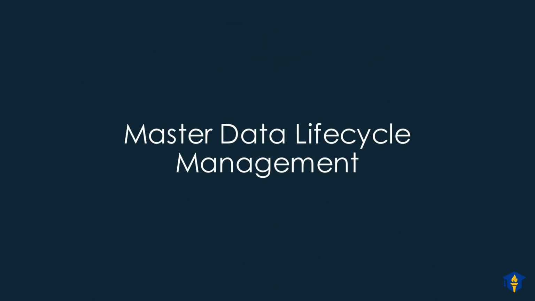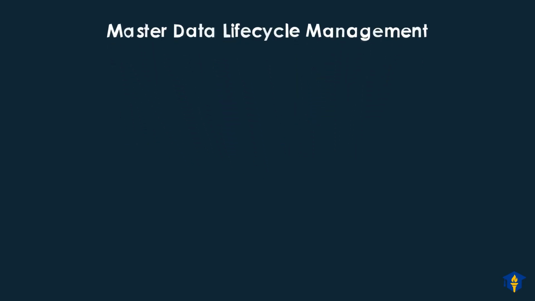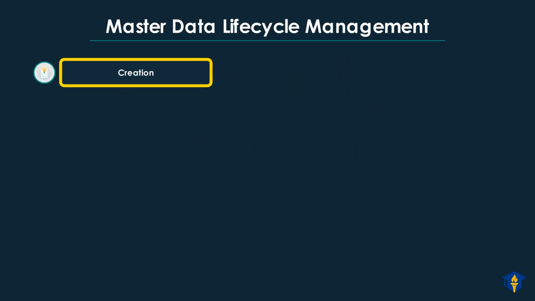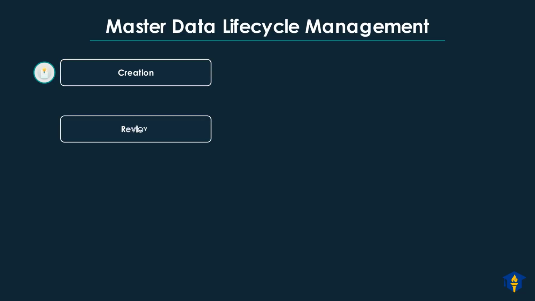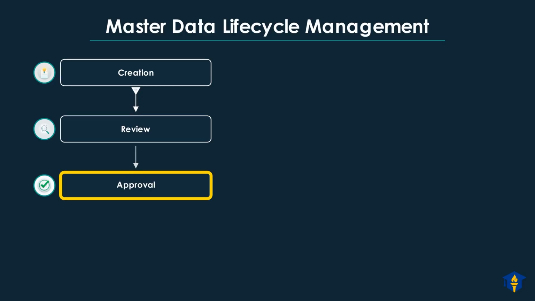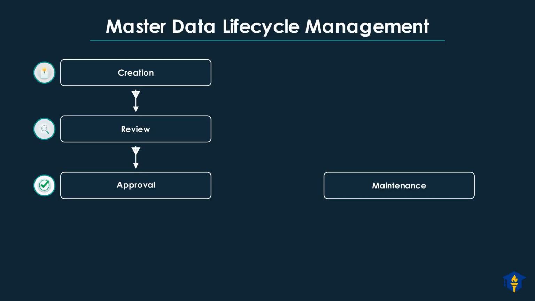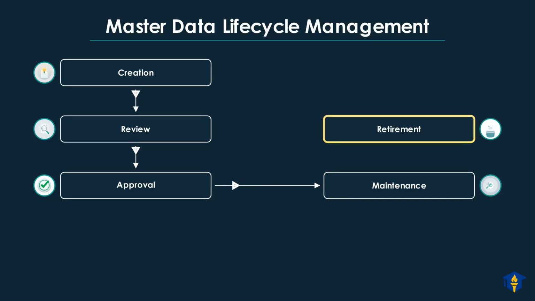Now, let us examine the typical lifecycle management process for master data within a LIMS. The lifecycle begins with the creation of new master data, such as a test specification. After creation, the master data undergoes a thorough review by peers or supervisors for accuracy. Once reviewed, the master data requires formal approval by the designated quality assurance authority. Regular maintenance is crucial to ensure that master data remains current and accurate over time. Finally, master data is retired or archived when it is no longer valid or needed.